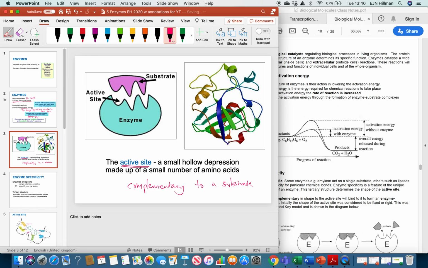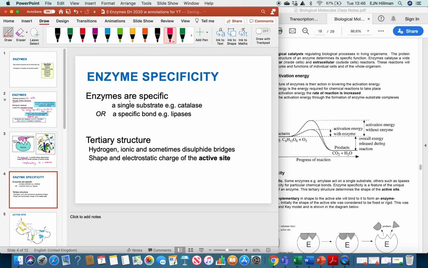And when I say complementary to a substrate, we mean that they are specific. So, enzymes may be specific to a single substrate. For example, catalase is complementary to the shape of hydrogen peroxide. Only one substrate is able to fit in that particular active site. So they are complementary, and I cannot emphasize how important this word is. Other enzymes may be specific to a particular bond. So lipases are specific to the ester bonds that form between glycerol and fatty acids.